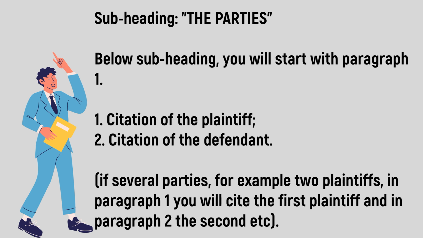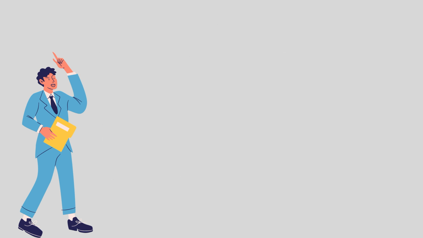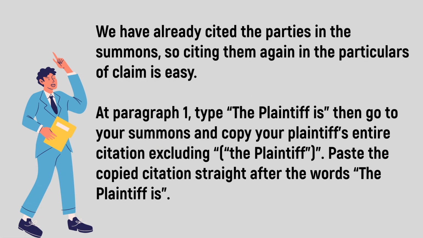As required by Rule 18, our paragraphs need to be numbered. So, after the parties heading, start a new paragraph with the number 1. In paragraph 1, we need to cite the plaintiff, and in paragraph 2, we need to cite the defendant. If there are numerous parties, you will separately cite all the plaintiffs first and then cite the defendant. For example, paragraph 1 would include the citation of the first plaintiff, and paragraph 2 the citation of the second plaintiff, and so on. As we've already cited the parties in the summons, citing them again in the particulars of claim is easy. At paragraph 1, type the plaintiff is, then go to your summons and copy your plaintiff's entire citation excluding the plaintiff in brackets.